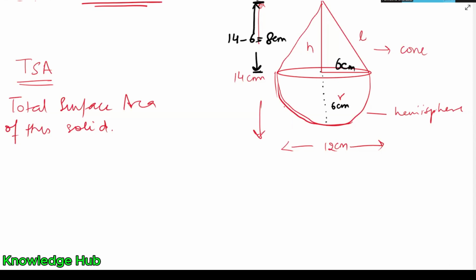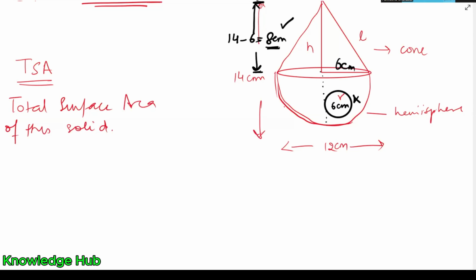This was the major thing that you need to understand: this 6 was not given to you. You have to identify it yourself. How do you find it out? You find it out by this radius. This was 6, so this distance is surely 6. And the height will be 14 minus 6, that would be 8 centimeters. The height of the cone would be 8 centimeters.